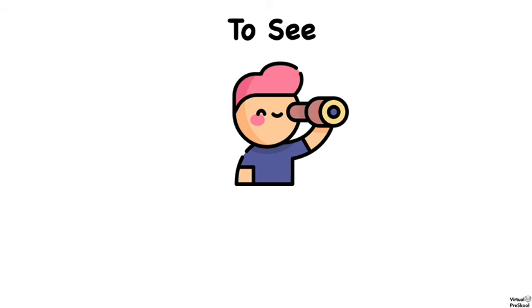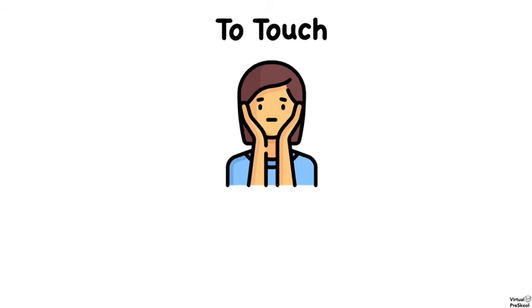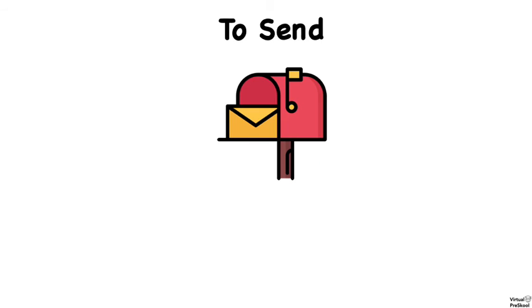To see, dekhna. To turn it into a command, dekho. To touch, chuna. To turn it into a command, chuo. Now I know that one looks funny from a spelling standpoint because there's three O's. We say chuo, chuo.